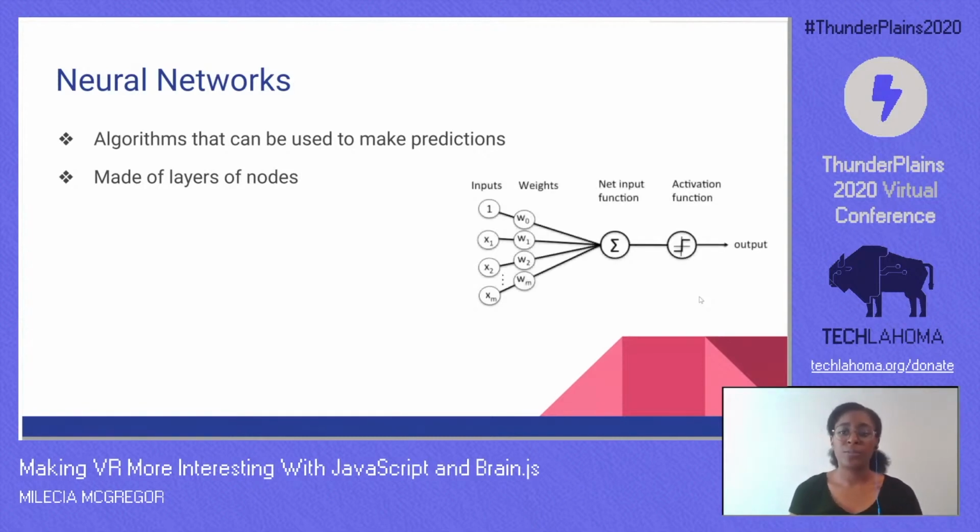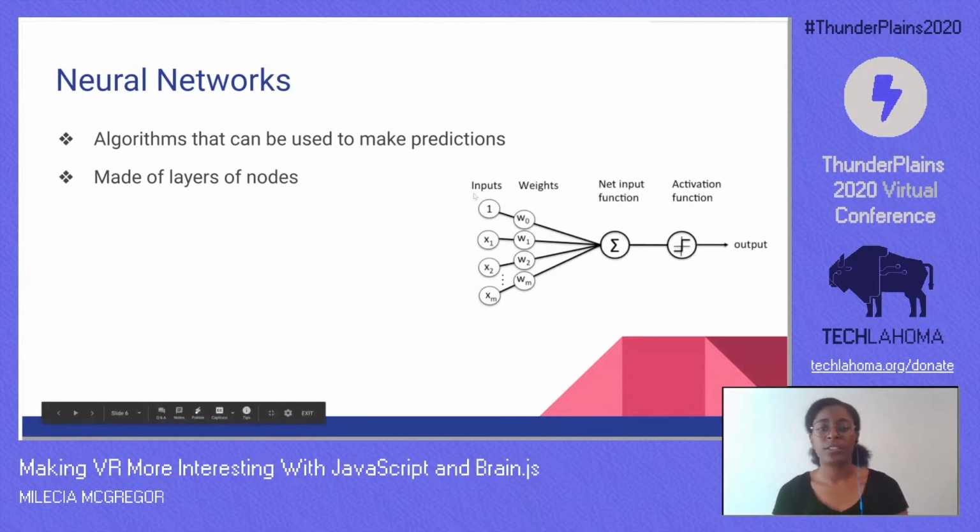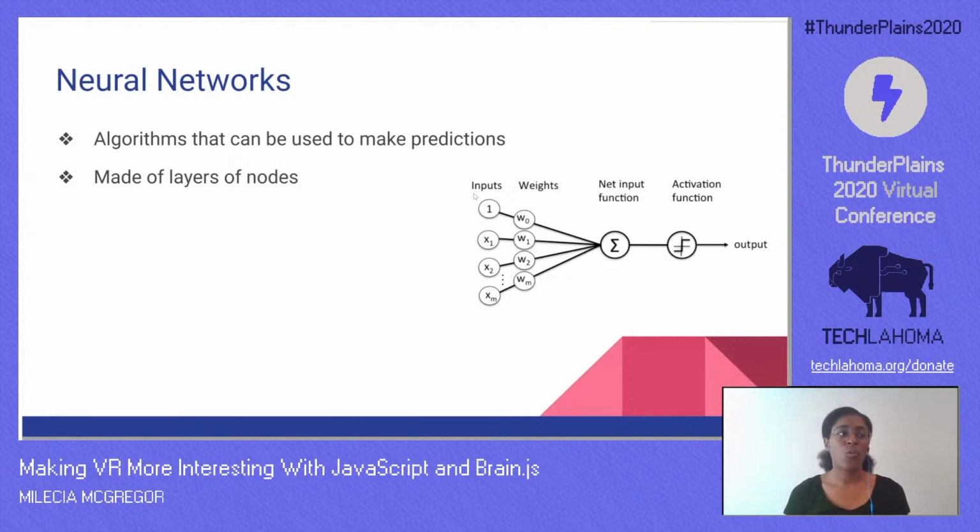And this is what a typical node looks like. So you have some inputs. These are usually referred to as features, and they reflect what is important to the prediction you're trying to make. So in our case, we're going to try and predict where we should place objects to increase the likelihood of a user finishing the game.